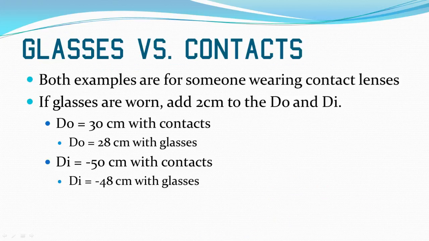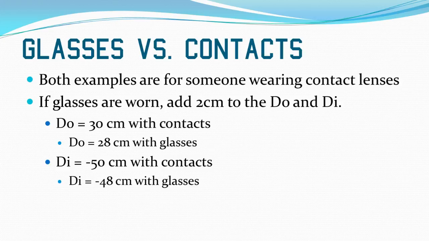The examples we've looked at so far are contact lenses. Because the contact lens is directly on the eye's lens, we don't have to worry about a distance in between them. If glasses are worn, you're going to adjust the DO and the DI, the distance of the object and the distance of the image, by 2 centimeters. In the case of the distance of the object, we're moving the lens a little bit closer with glasses. It's moving 2 centimeters away from the eye, which means it's 2 centimeters closer to the object. So now our distance to the object is 2 centimeters shorter.